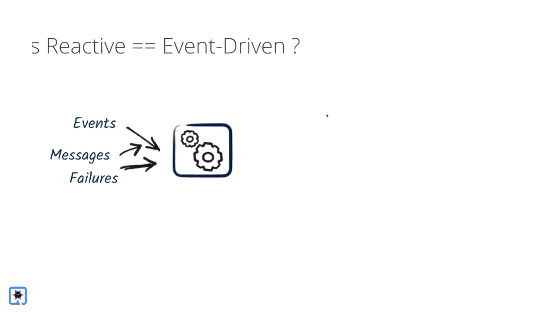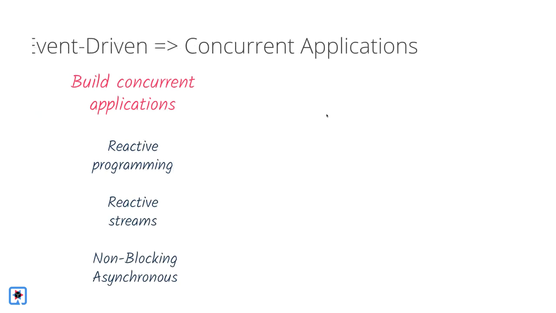Anyway, if we take this definition, we can say that reactive is kind of a synonym for event-driven, no? Because an event-driven program is going to react to events, failures and messages, which are kind of our stimuli. And it's fine. But as soon as we have an event-driven application, we need to think about concurrency, because potentially you are going to receive a lot of messages in a very short time window. So the first part of the reactive landscape is going to help you to build concurrent applications. Here we find reactive programming and reactive streams, and both are based on this non-blocking and asynchronous idea.